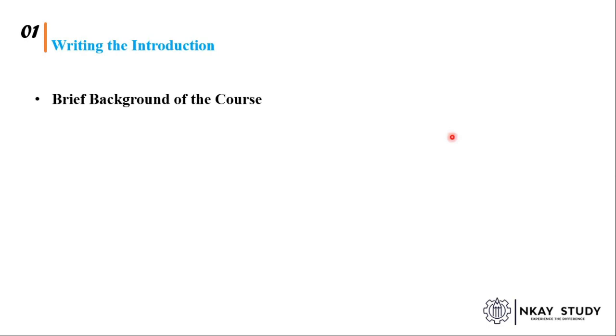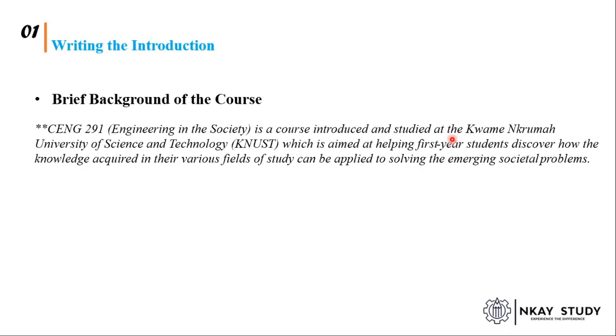Over the years, it has been observed that graduated engineering students of KNUST find it very difficult to apply the knowledge acquired from school when they are working in the field. So CENG 291 is here to help us. CENG 291, Engineering in Society, is a course introduced and studied in our dear and the best university in Ghana, which is aimed at helping first year students discover how the knowledge acquired in their various fields of study can be applied to solving emerging societal problems.